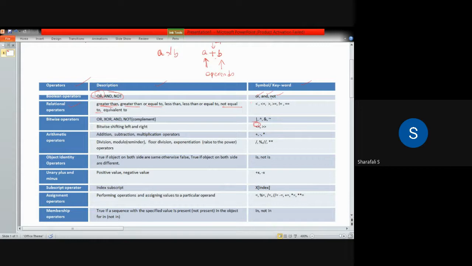Here we have, for example, this greater than symbol. I think there is a small mistake here. So this is less than. Don't confuse it with that. I have to change that. So this one is less than, and this one is greater than.